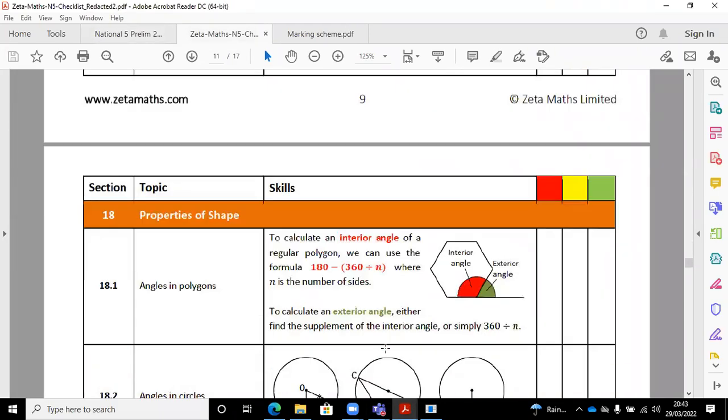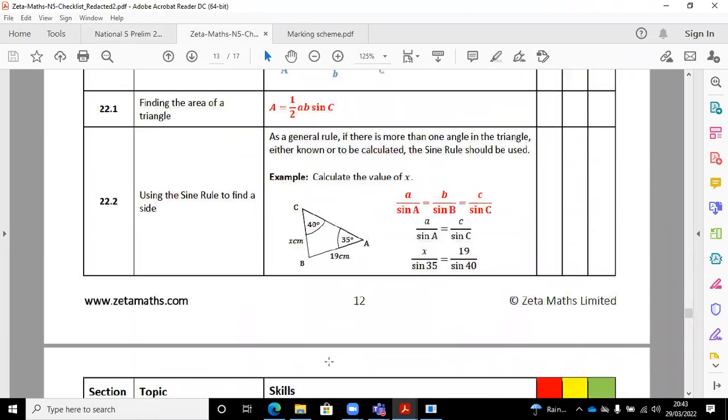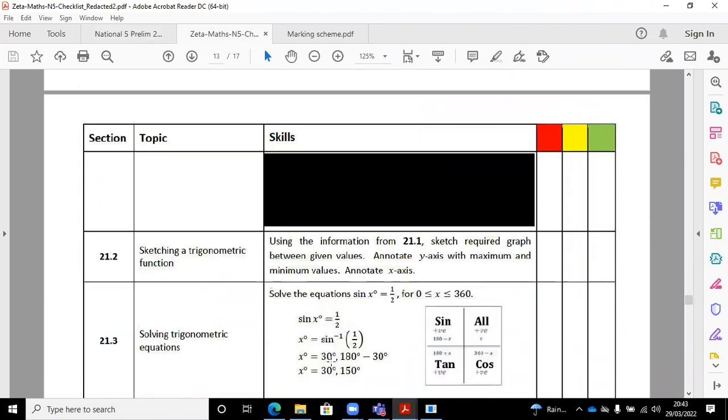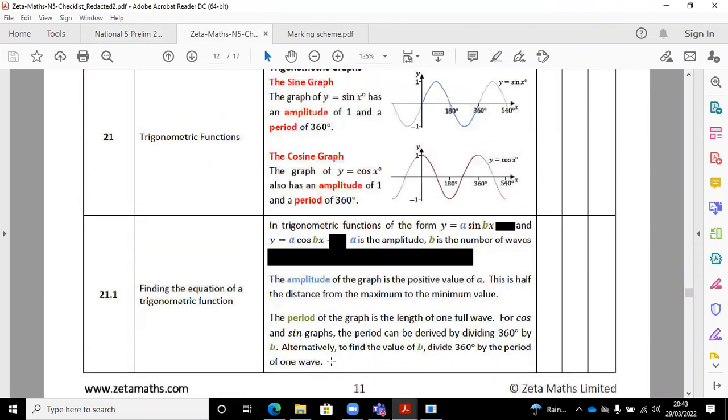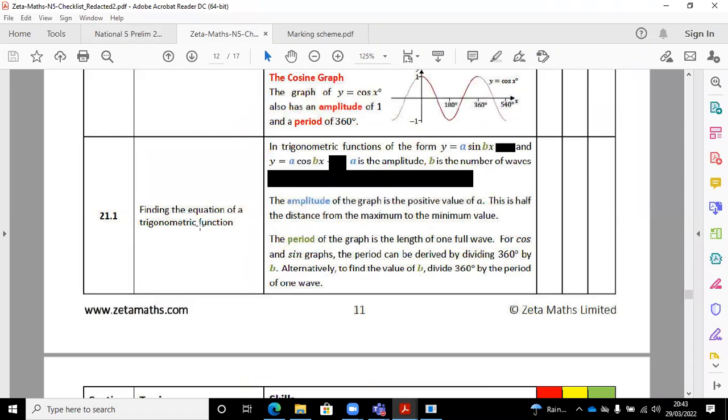What section was that? 21. Trig functions, sine graph, cos graph, know them. Finding the equation of a trig function, y equals a sine bx. A is the amplitude, b is the phase, how many waves. In fact, that was in the non-calc, wasn't it? Draw that out.